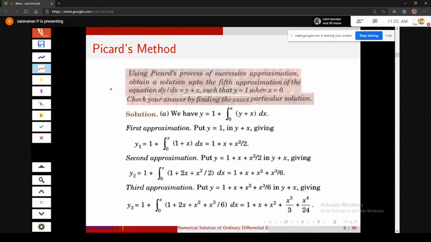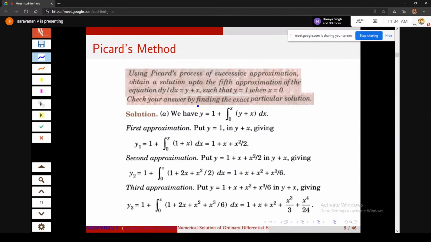This is the first problem. Using Picard's process of successive approximation, obtain a solution up to the fifth approximation. So you have to find up to y5, of the equation dy by dx equal to y plus x such that y equal to 1 when x equal to 0. So x0 is 0, y0 is 1. Check your answer by finding the exact particular solution. So we have to find using Picard's method as well as find the answer exactly. Then we have to compare these solutions.